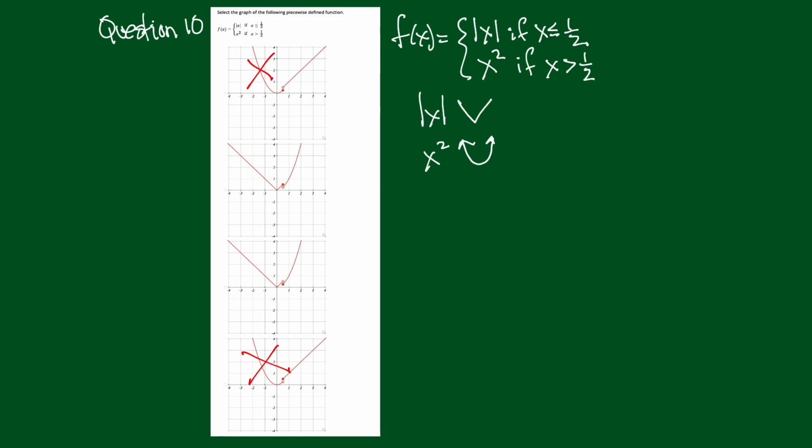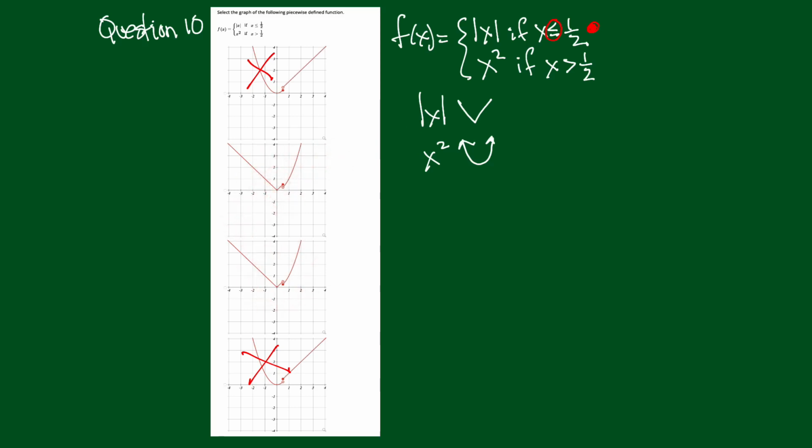Now look at this part right here, up here at the top right. You see that less than or equal to? That gives you a closed circle. So the v-shape is going to have a closed circle at 1/2. Now look at these graphs over here. It's going to be one of these, this one or this one.